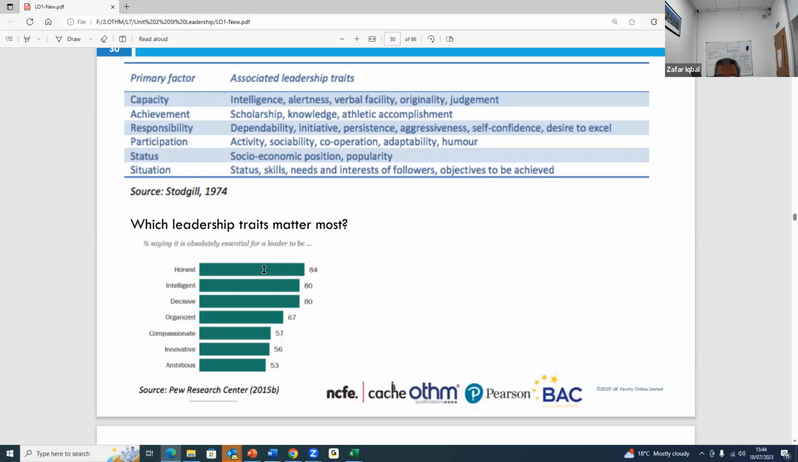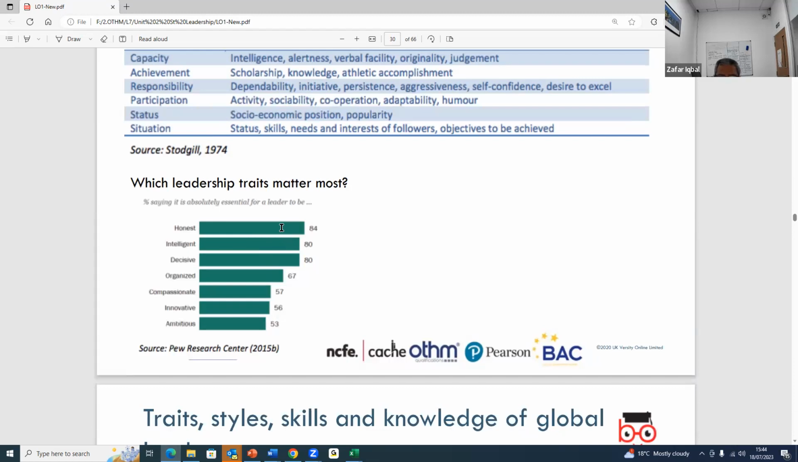honesty matters most when we look at leaders, because 84% of people said that leaders should be honest. They should be true. There should be truthfulness. So, for example, you can trust them. The highest number of people said this: honesty matters as a trait.